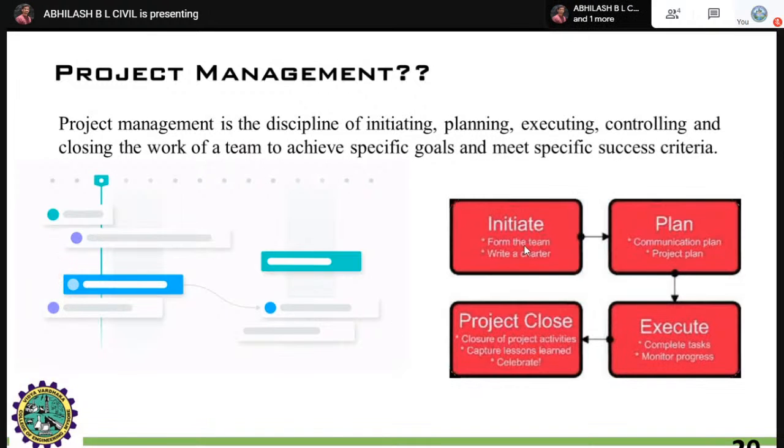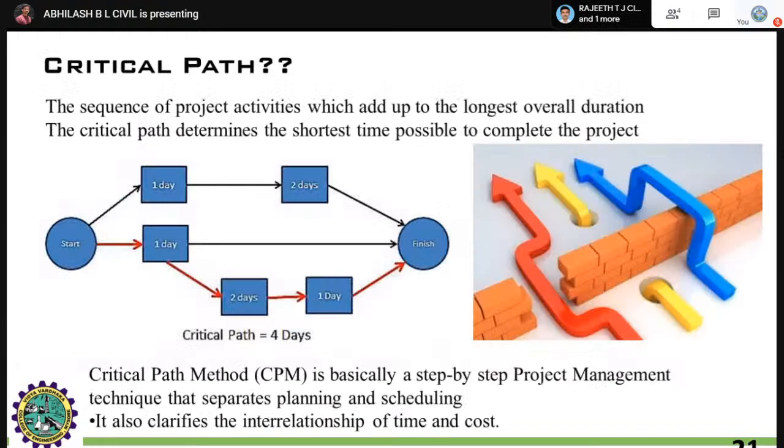Next comes initiate. These are some of the flow chart steps. Initiate, form the team, write a charter. Next, plan: communication plan, project plan. Coming to the execution part, that is the operation or execution of a particular building: complete the task, monitor the progress, and at the last, project closure. The closure of the project activities, capture lessons learned, and celebrate. This is how project management will move on.